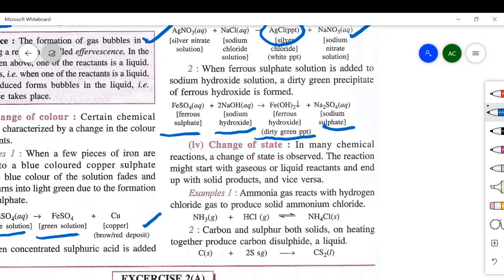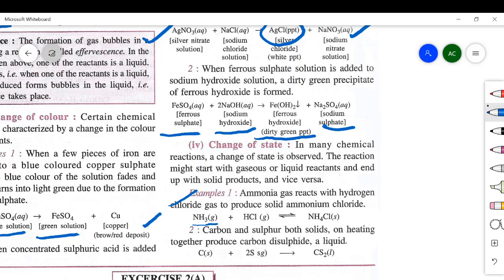अब हो गया change of state. Change of state मतलब क्या हुआ कि when you take liquid reactants they turn into solid, or they change into gaseous, or sometimes two gases will make liquid, and vice versa, and so on. So there you will see some change of state. We'll see the first example here.